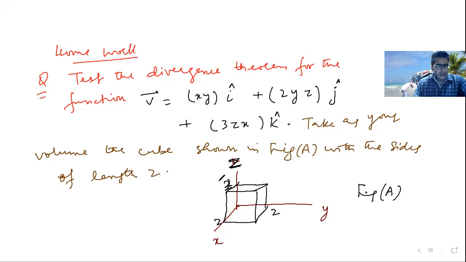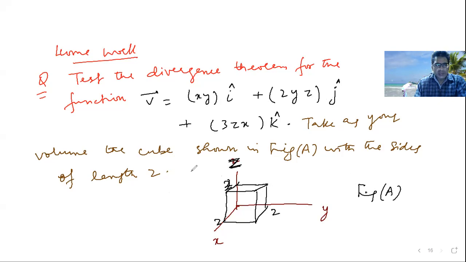The question says test the divergence theorem for the function. I am given a vector field. Its x component is xy, its y component is 2yz, its z component is 3zx. Take as your volume the cube shown in figure A. This is my cube with the sides of length 2. The same question which I have solved with you. A vector field is different, cube is different.